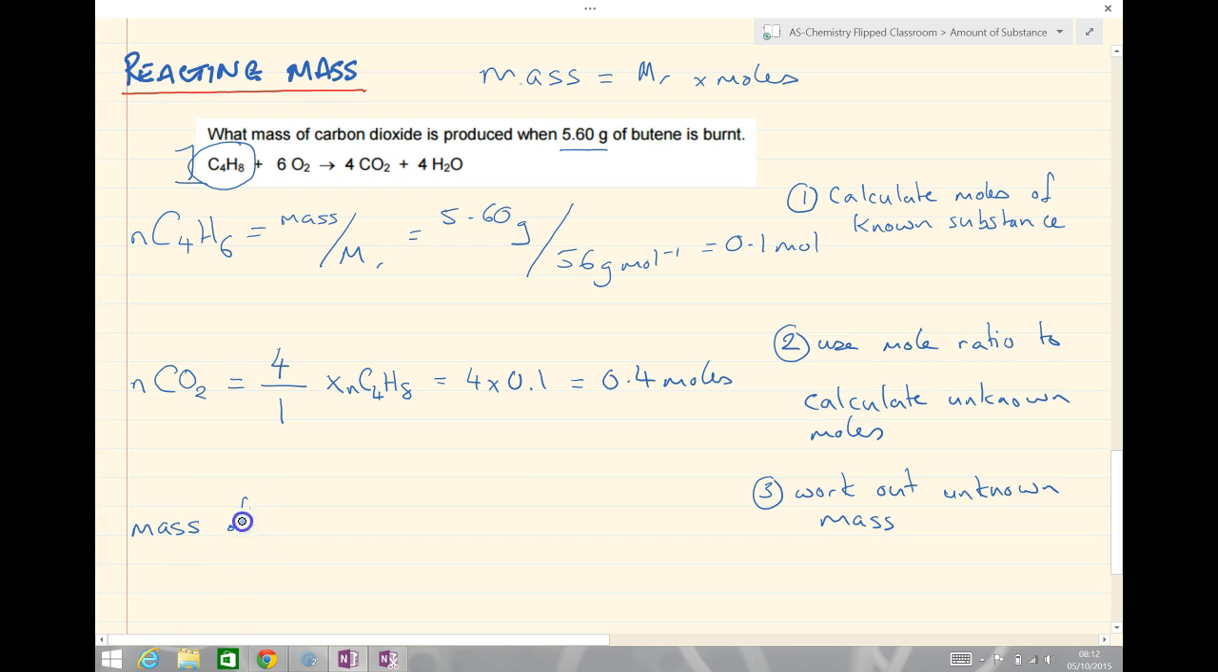The mass then of CO2, well, that's going to be equal to Mr times moles, which in this instance, I've already done the calculation, is 44.0 grams per mole for the CO2, times the number of moles, which is 0.1.